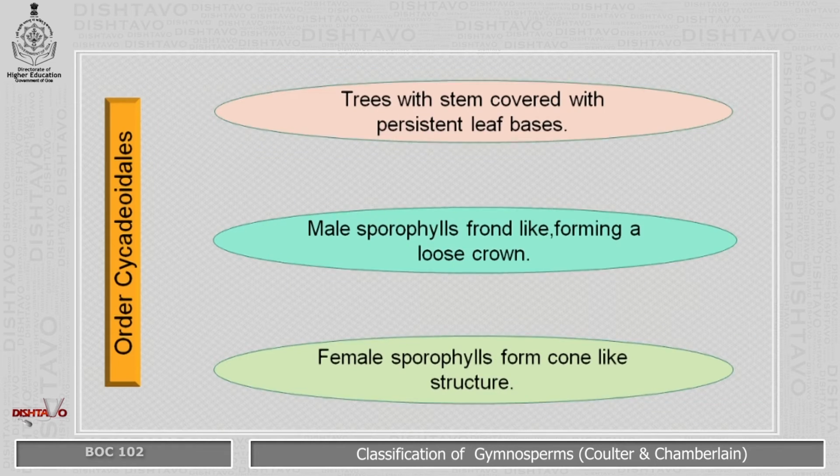Coming to order Cycadeoidales. The trees are with the stem covered with persistent leaf bases. The male and the female sporophylls are present. The male sporophylls are frond-like, forming a loose crown, whereas the female sporophylls form a cone-like structure.